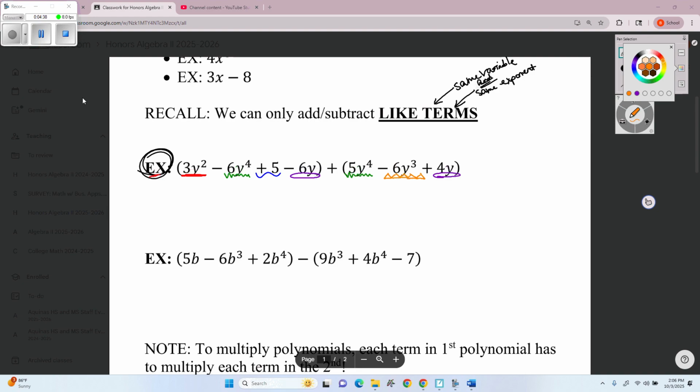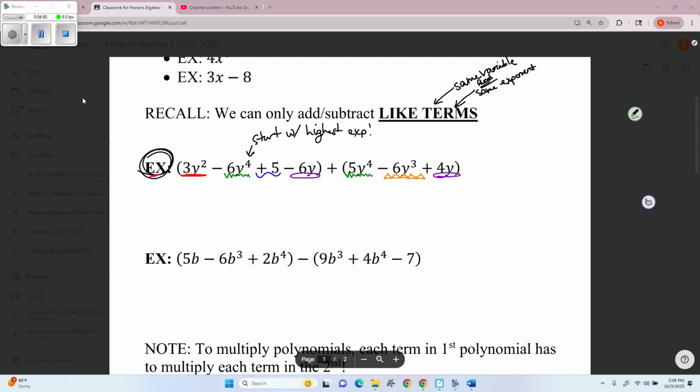We still want to start with the highest term. So I'm going to go back and just do this with our y to the fourth. So start with the highest exponent and then work our way down. So if we have the two green terms, essentially, they are like terms. So a negative 6y to the fourth plus 5y to the fourth leaves us with a negative 1y to the fourth.